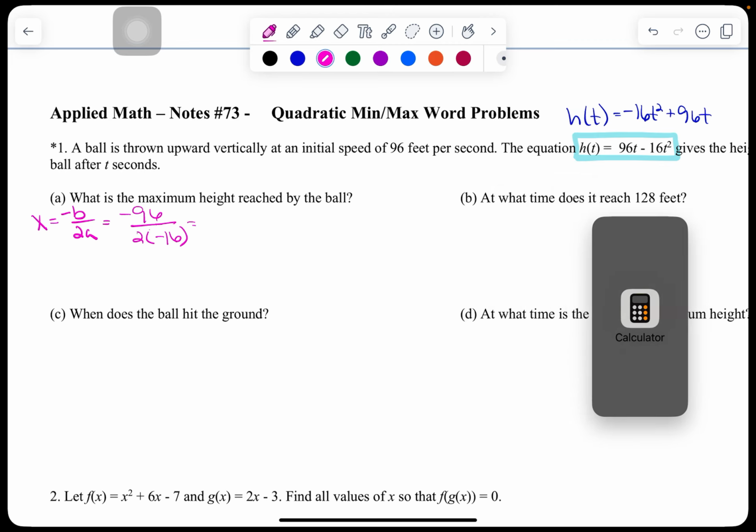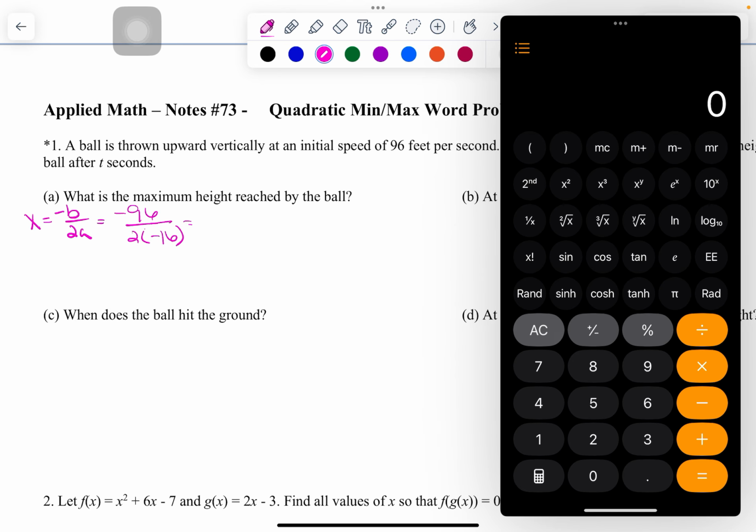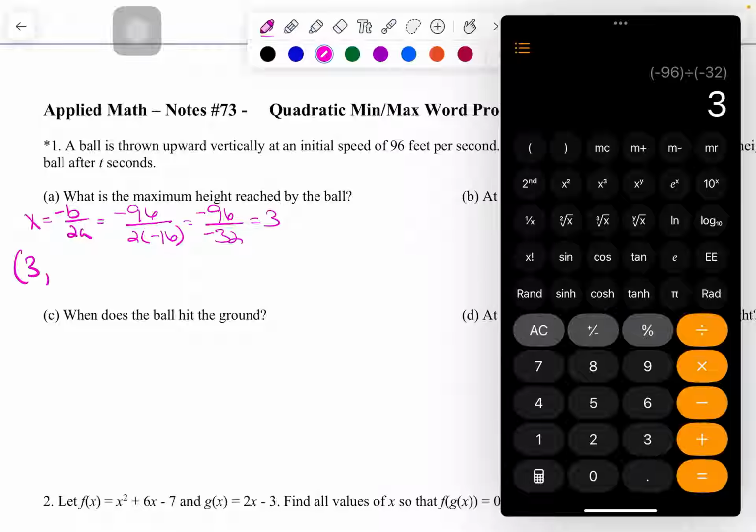There's my calculator. Clear out whatever mess was in there. So this is going to be negative 96 over 2 times 16, make it negative. That's negative 32. And then 96, make it negative, divided by 32, make it negative. That is going to be 3, okay? So here's the thing. When x is equal to 3, that's my time. That's the x value. That's the time, t seconds.